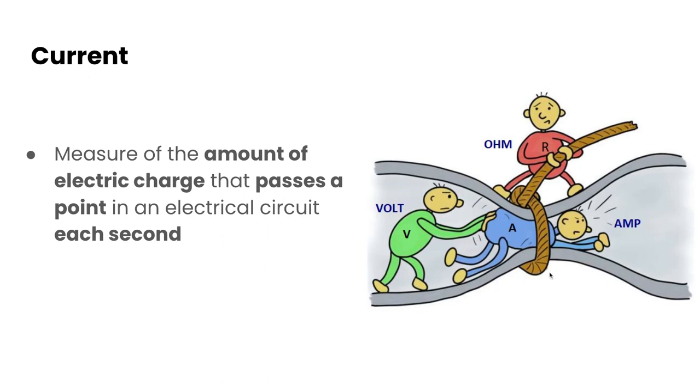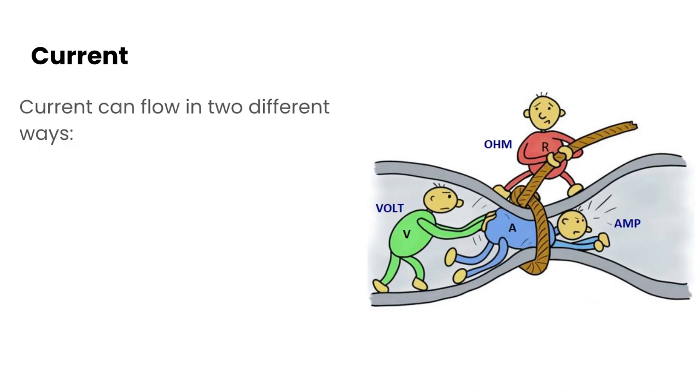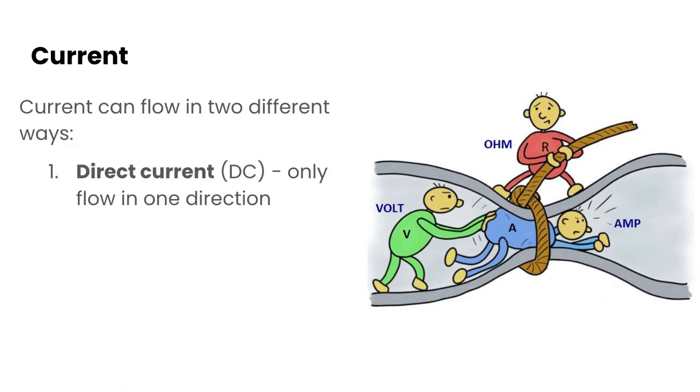The other thing we need to keep in mind is that current can actually flow in two different ways. The first is direct current, or DC, as it's known in short form. And this is current that flows in only one direction. So in our picture, our current is only flowing in this direction.